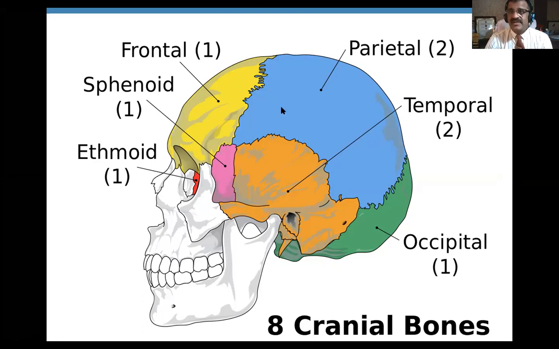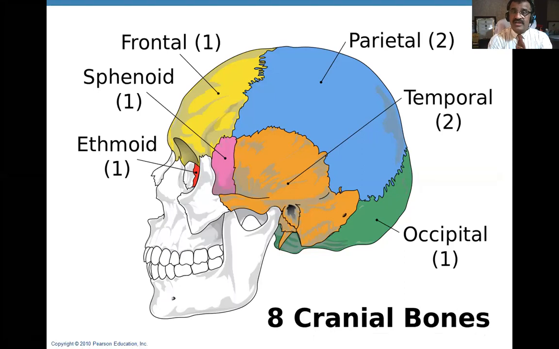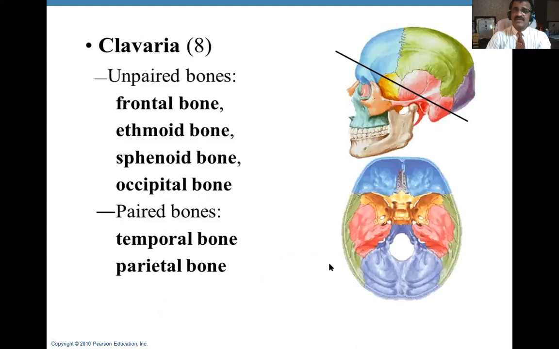Otherwise, frontal, parietal, occipital, and temporal, these are 4 flat bones which make up the main part of the cranial wall. So altogether there are 6 types of bones, 6 different bones, but 2 of them are paired, so we get a total of 8 cranial bones. Here you can see the bones of the calvaria, or you can say bones of the cranium. I told you there are a total of 8 bones because 2 of them are paired.